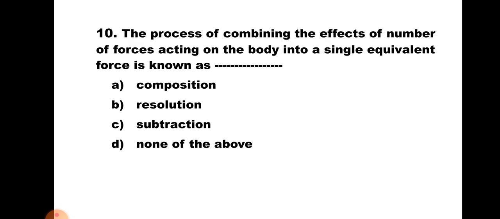Question number 10. The process of combining the effects of number of forces acting on a body into a single equivalent force is known as A, composition, B, resolution, C, subtraction and D, none of the above. Now when we add up the effect of number of forces acting on a body and convert it into a single equivalent force which is known as a resultant, this process is known as composition. Hence the correct answer is A, composition.